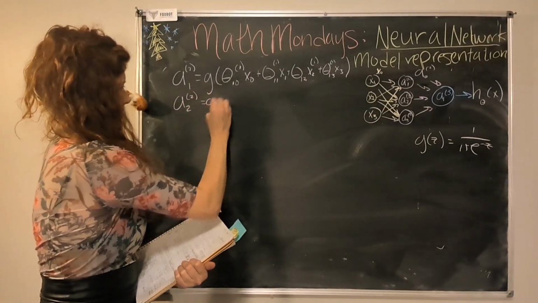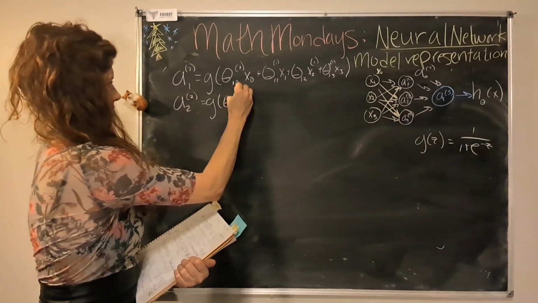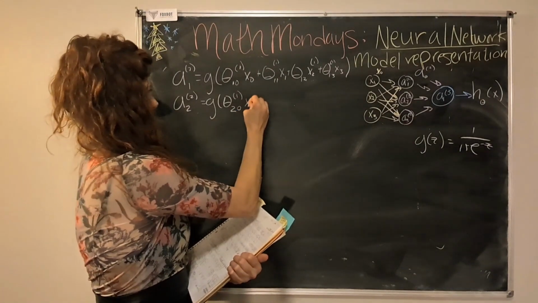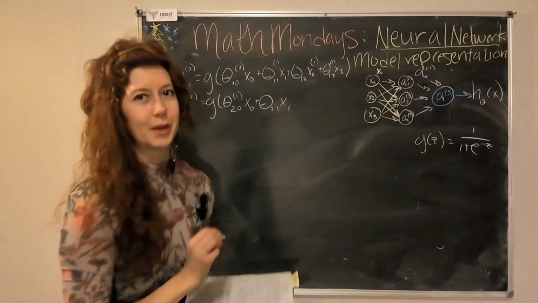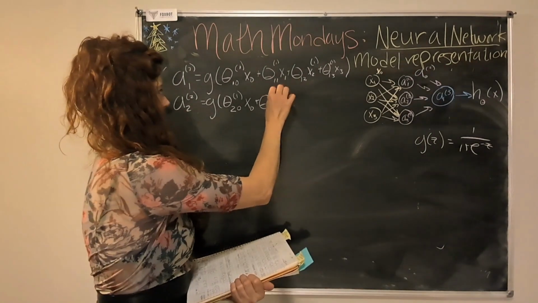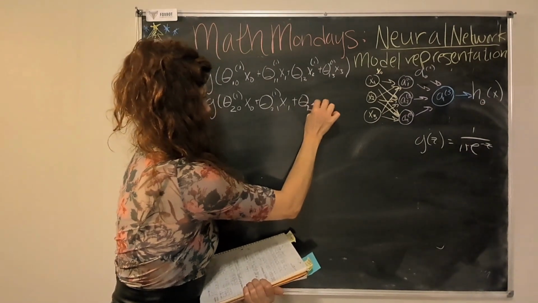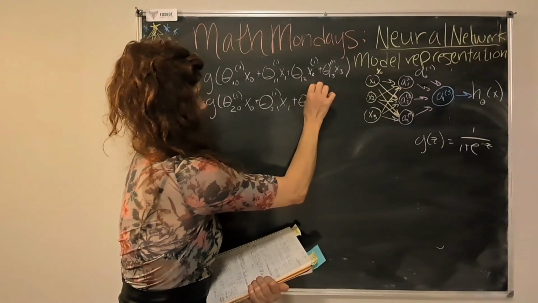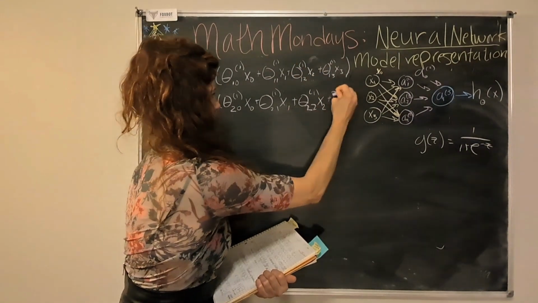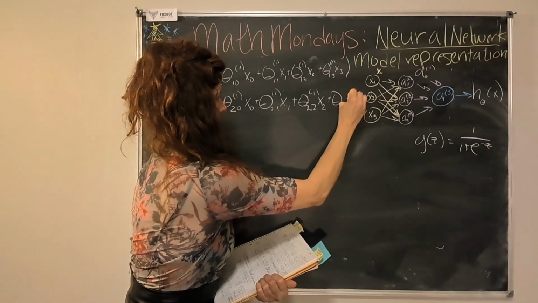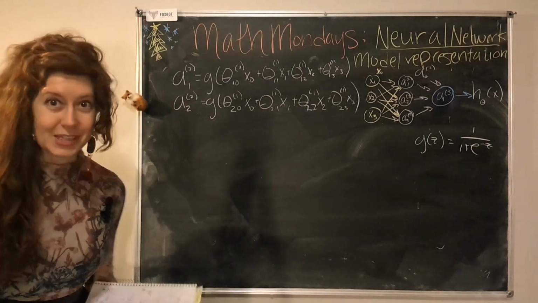So node number 2, theta, but this is for node number 2, so we have to track that. Theta 2 0 times x naught, layer 1, plus theta 2 1 times x1, plus theta 2 2 times x2, and so on, and then theta 2 3 times x3. Oh, when I go fast I always mess up the subscripts. But we fit. Huzzah. Okay, and then we do this for the last one.